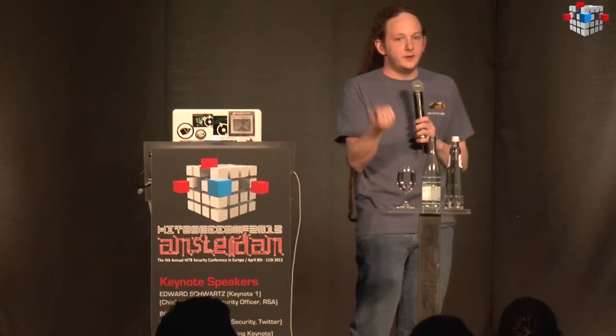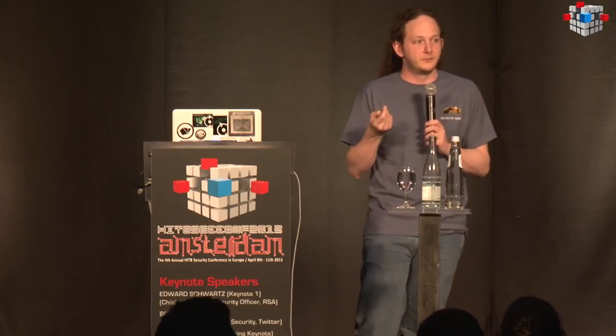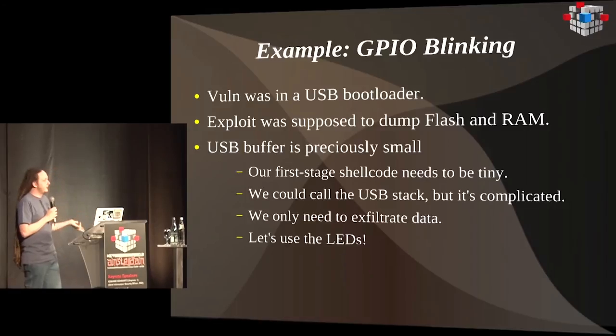And a GPIO port usually has a configuration register, an output register, and an input register. And when they're configured for output, you can just write to the output register, and if you write a 1, then the pin goes high, and if you write a 0, then the pin goes low. So you can blink the LEDs in the correct pattern to dump a copy of all of the firmware.